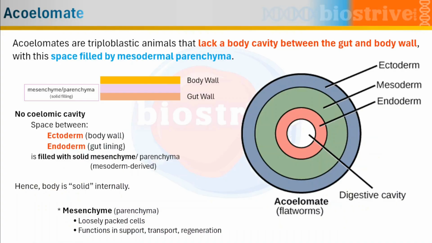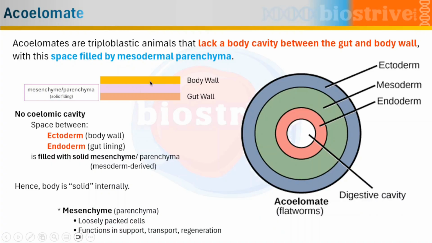Let's start with the acoelomate organisms, in which a fluid filled body cavity lined by mesoderm is completely absent. There is no body cavity, as you can see. So this is a triploblastic organism, and we are taking the example of flatworms. The outermost layer is ectoderm, which is forming the body wall. The innermost layer is endoderm, which is forming the gut wall, and in between the ectoderm and endoderm there is a layer we call mesoderm, and mesoderm is completely packed, completely filled. There is no body cavity which has been formed.